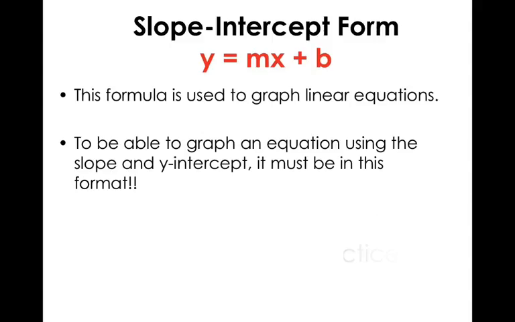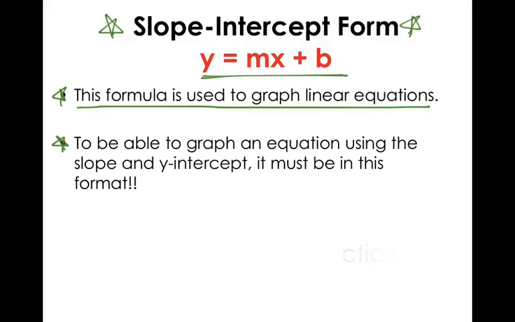Okay, so what I want you to copy down is some information about slope-intercept form. Copy down slope-intercept form along with the equation. And then there are two very important pieces of information that need to be written down. This is a little bit of review, but it is important to have copied. This formula is used to graph linear equations. When we're graphing lines, you have the y-intercept that you plot, then you use the slope to find the next point. So this is called slope-intercept form because we use those two pieces of information to graph it.